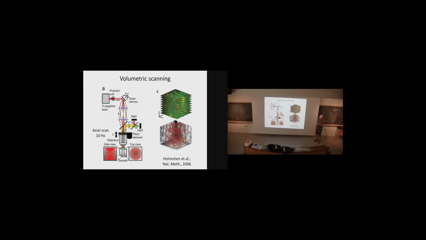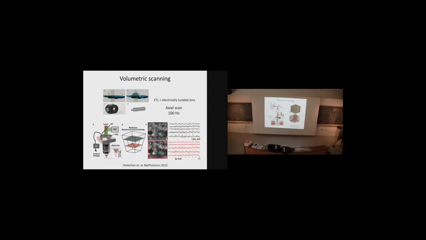And how fast could they get a volume image this way? Well, as fast as they could move that objective up and down. Now you can imagine that an objective is a fairly heavy structure, so the fastest they could move this objective up and down was about 10 hertz. So they could get volumetric imaging at 10 hertz with this technique. All right, that was back in 2006. That was an early attempt.